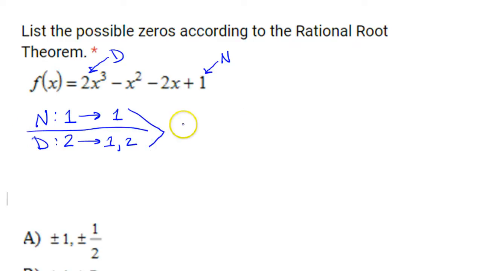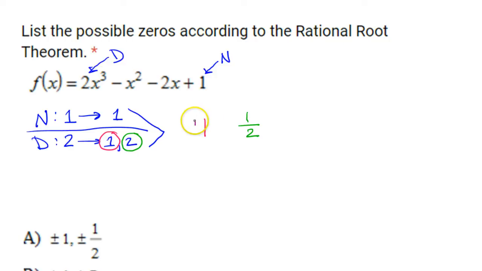Okay, so now, if I want to talk about the possible rational zeros, I'm just going to mix and match these numerators and these denominators. So let's start with a denominator of 1. So I'm going to take this numerator, it's the only one I have, and put it over this denominator. So that would be 1 over 1 is 1. Now I'm going to use a denominator of 2. So I would have 1 over 2, or 1/2. Now I've used up all my denominators, so that's the end of my list.